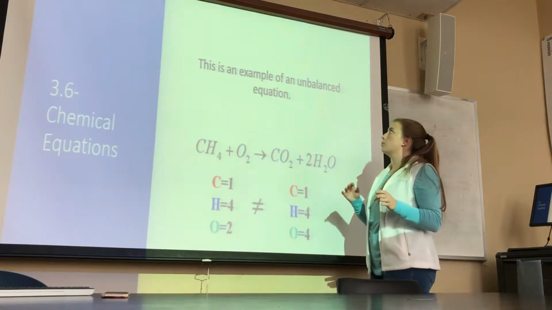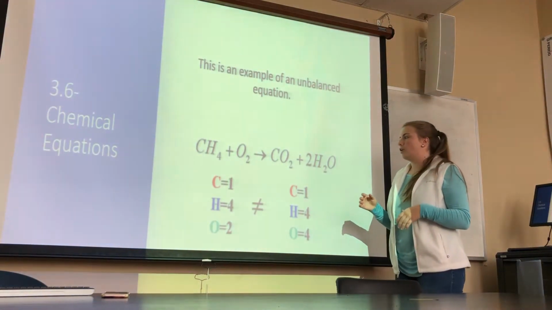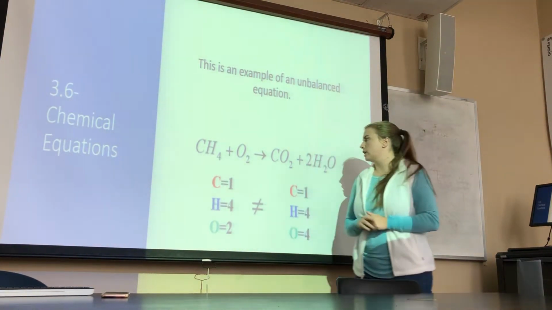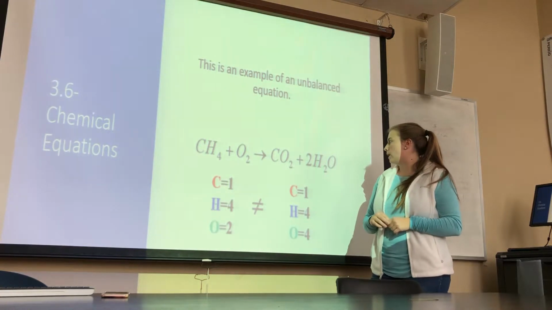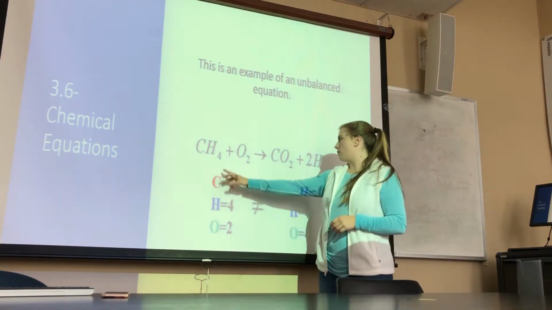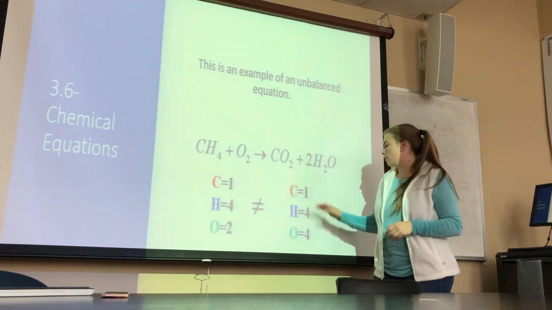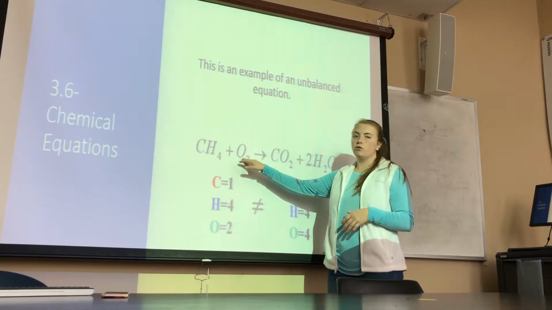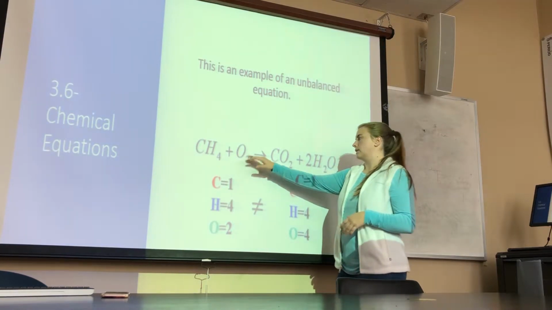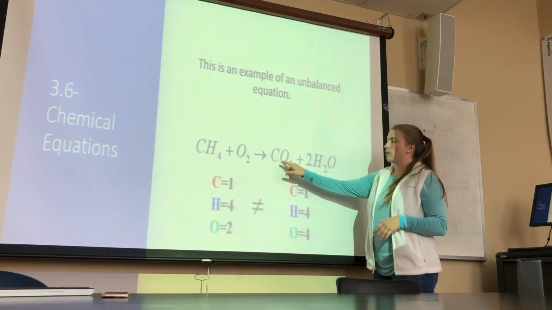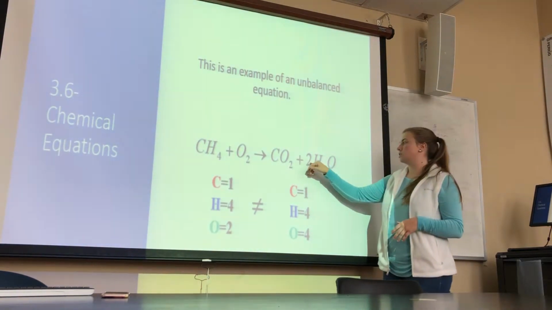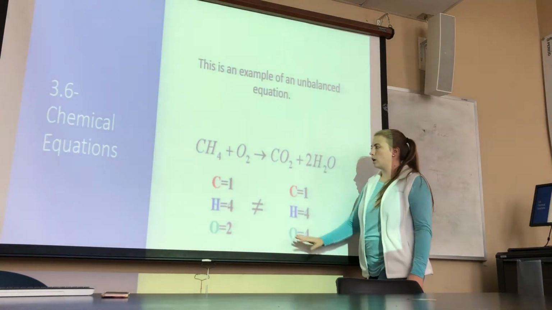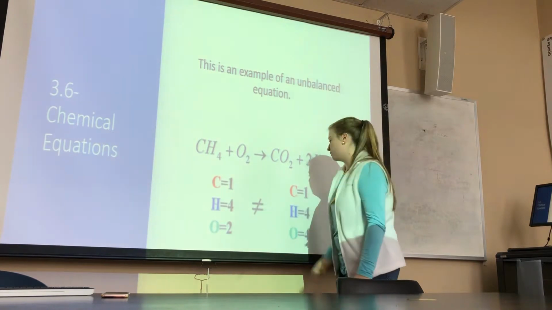This is an example of an unbalanced one. In this equation, we do have 1 carbon on each side. We have 4 hydrogens, but we don't have the same amount of oxygens. Right here, we have just 2 oxygens on the reactant side, and then on this side, we have 2 oxygens right here, plus 2 oxygens on this side. So on the product side, there are 4 oxygens, and on the reactant side, there are 2.